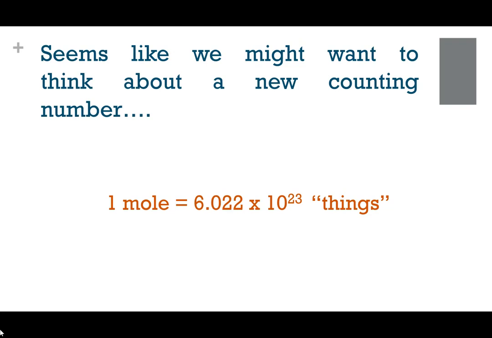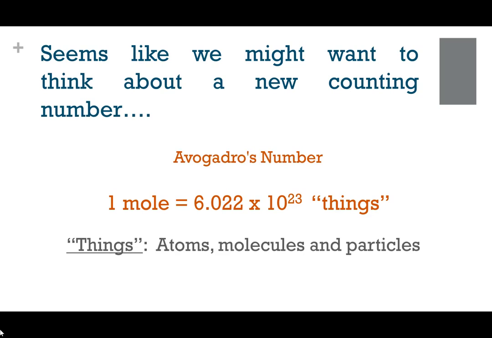Probably enough to fill up whatever building you're sitting in right now. So 6.022 times 10 to the 23rd socks. So a mole could count anything. Well, what kind of things do we want to count in chemistry? Unfortunately, we don't count dogs. But in chemistry, we count things like atoms and molecules and particles.